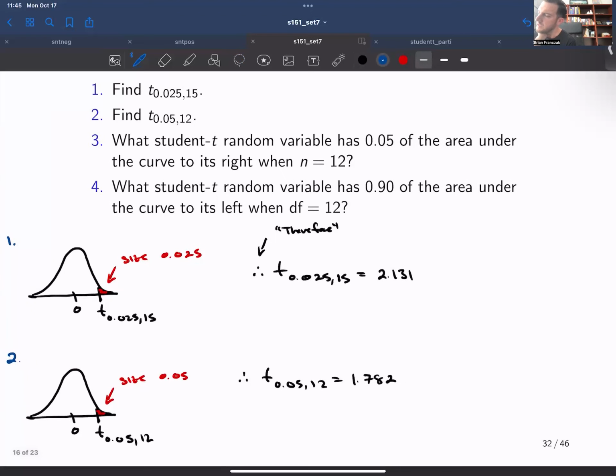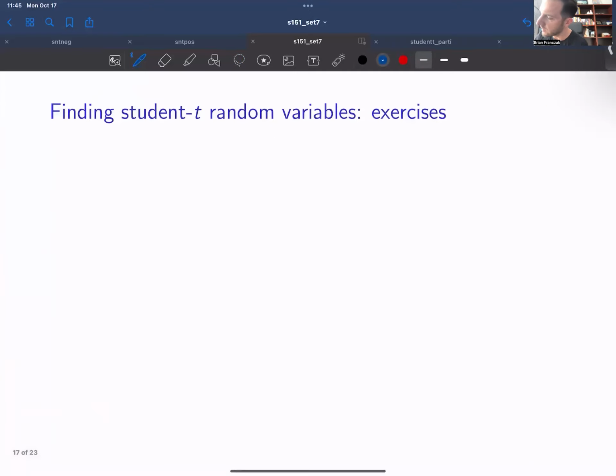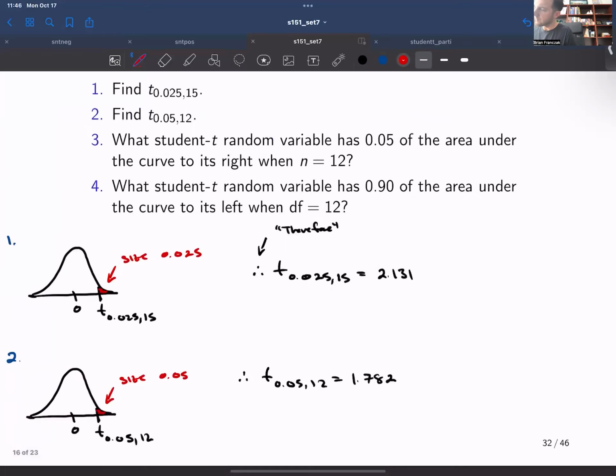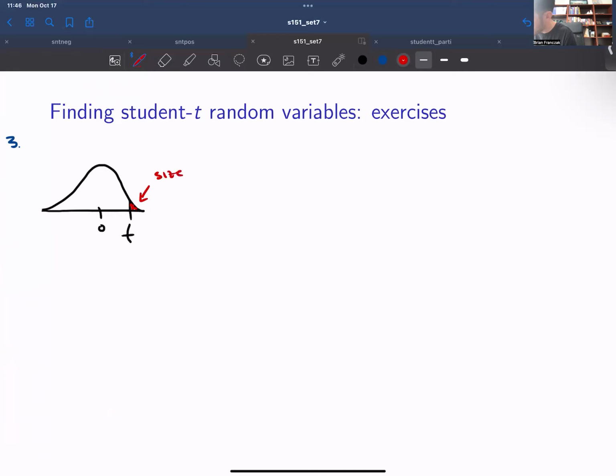Part 3 says, what student t random variable has 0.05 of the area under the curve to its right when n equals 12? This is a little bit different. We're not being given the setup or the final t value exactly. We're actually kind of forced to sketch it in this case. So basically what this is saying to us is that we have a t value here, and to the right of the t value is 0.05. So this thing here is of size 0.05. That means that the subscript on the t value is also 0.05.